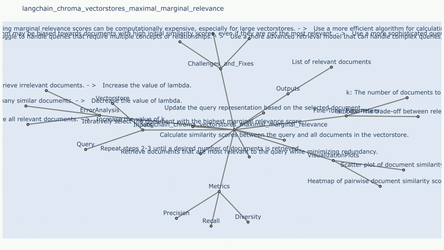Challenge 2: difficulty in determining optimal lambda. Sample use case that resulted in challenge 2: choosing the appropriate lambda value for balancing relevance and diversity can be challenging and depends on the specific use case. Fixes to challenge 2: experiment with different lambda values. Explore different lambda values and analyze the results to find the best trade-off for the specific use case. Use data-driven approaches: develop an algorithm that can automatically learn the optimal lambda value based on the characteristics of the data and the desired diversity level.